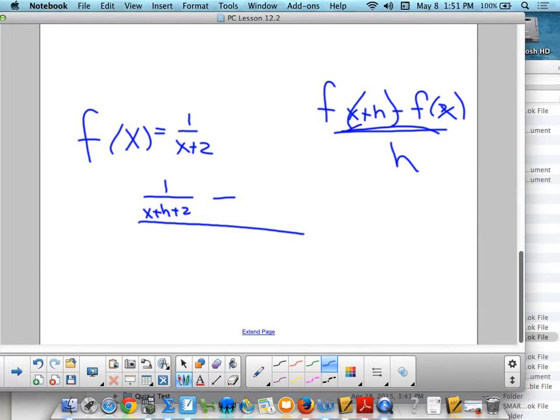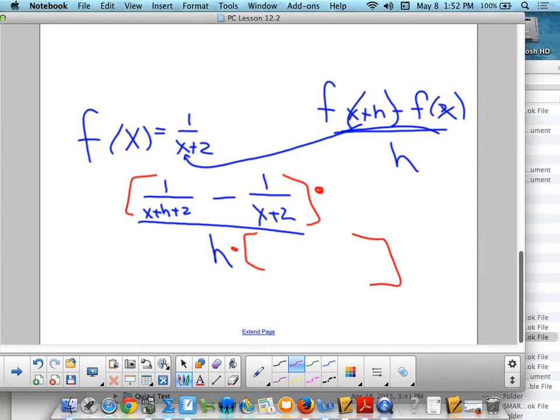Guys, this is what I did. 1, then minus the function 1 over x plus 2, over h. That's a complex fraction, right? How do you get rid of complex fractions? No, not conjugate on this one. This is the one where you multiply top and bottom by what?